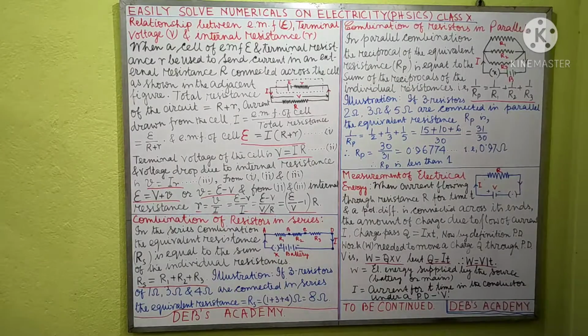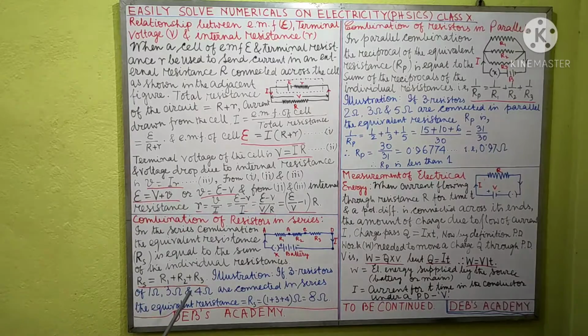Now combination of resistance. There are two types of combination. One is in series and the other is in parallel. When the resistances R1, R2, R3 and so on are combined in series, the total resistance, that is the equivalent resistance Rs, resistance in series, equals R1 plus R2 plus R3. Here is one illustration. By following this example, you can solve any of your problems.